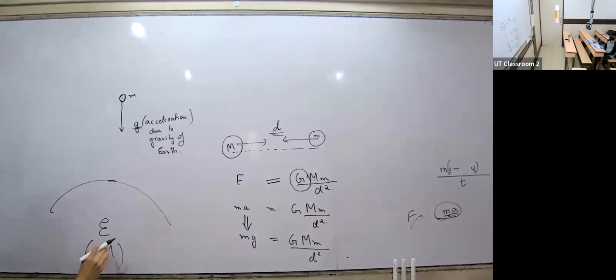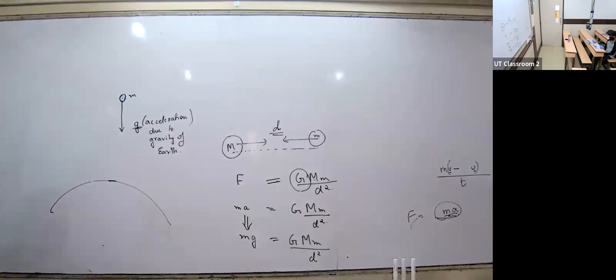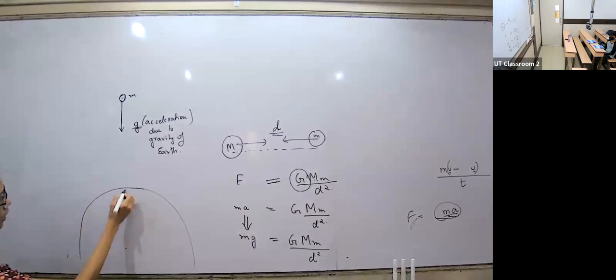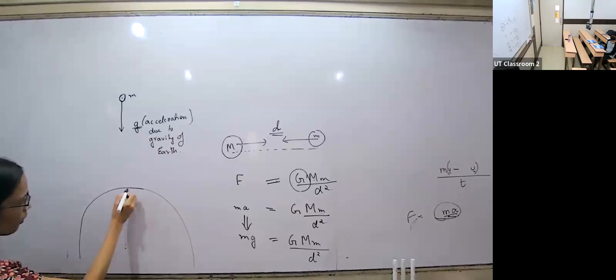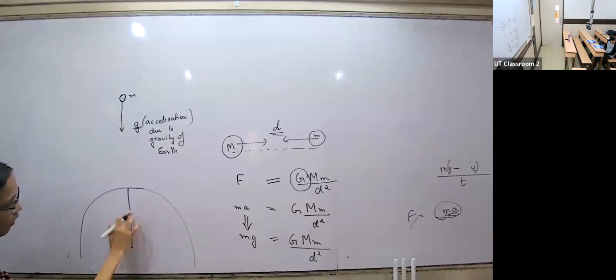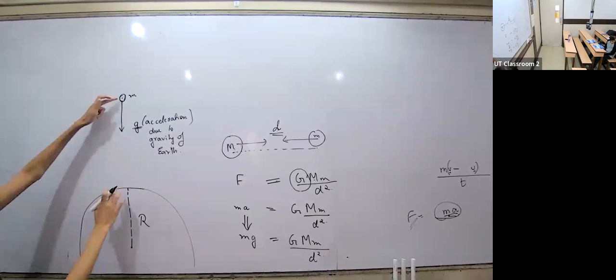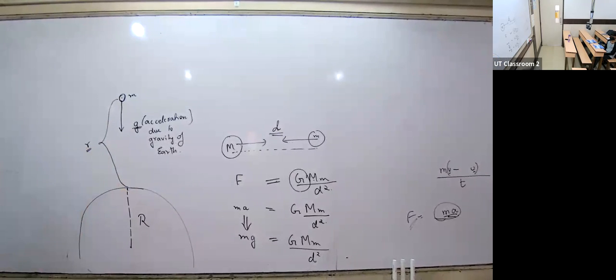So the Earth center can be drawn. I just remove all these things. Let's call this the center of the Earth. Let me just draw it properly. This is the center of the Earth. Let's represent it by capital R. And the remaining distance from the surface of the Earth we can represent by the small r. Or we can call this d, no problem.